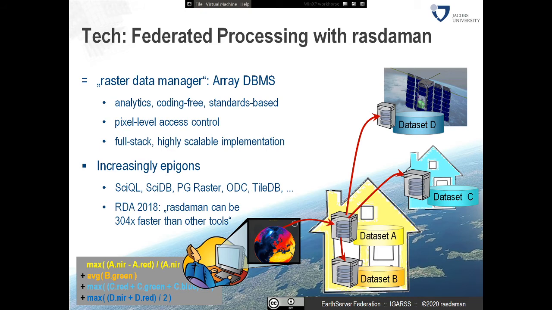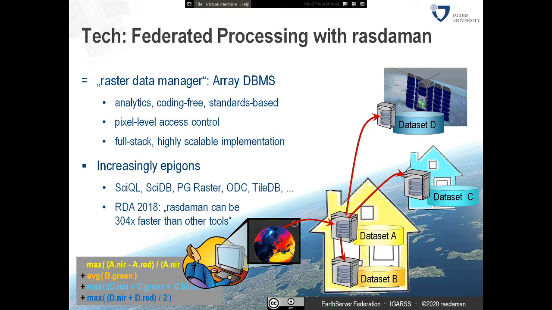The interfaces are completely based on open standards. By the way, yes, if we have such a federation, we need to think about access control, and that is something that we had to provide. And this, meantime, can be done down to the level of single pixels.